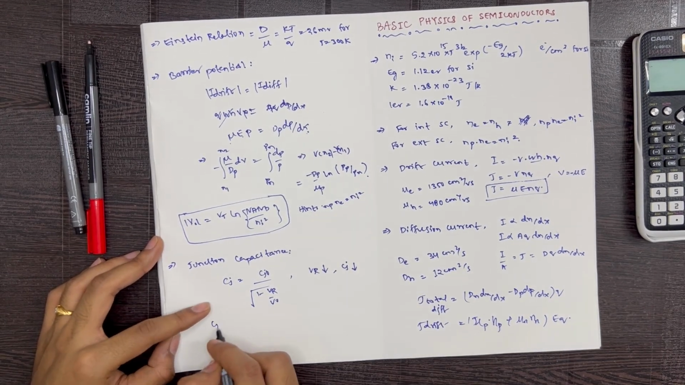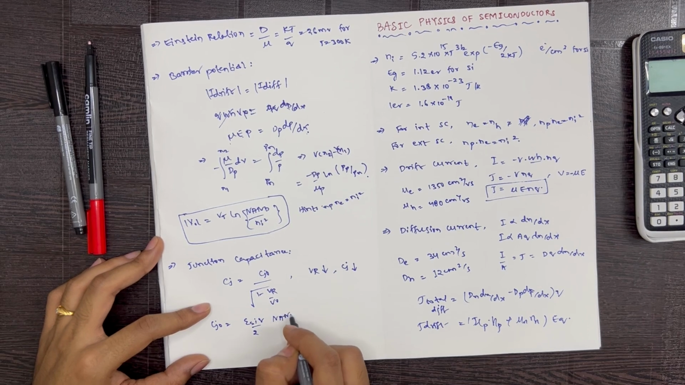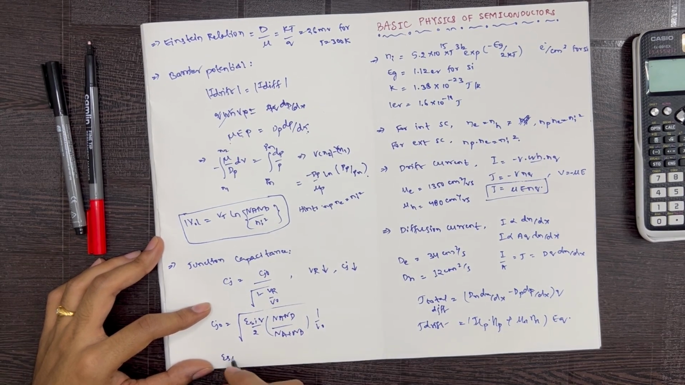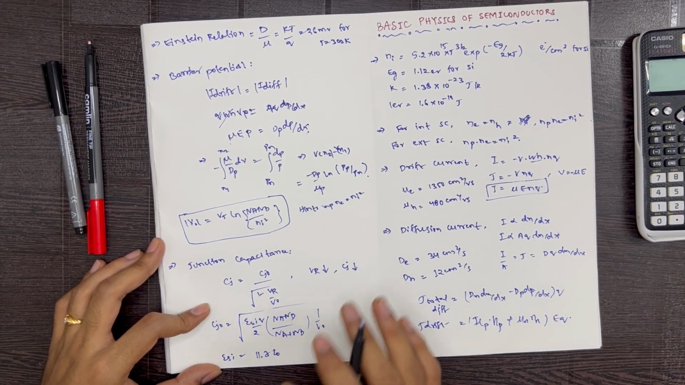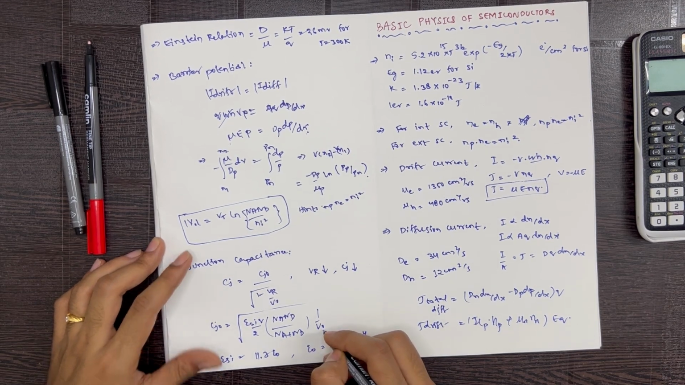Okay, where Cj naught is equals to epsilon silicon Q by 2 into Na Nd by Na plus Nd into 1 by V naught, where epsilon silicon is the dielectric constant of silicon, equal to 11.7 epsilon naught, where epsilon naught is the dielectric constant of vacuum and 11.7 is the relative dielectric constant of silicon relative to vacuum. So the relative dielectric constant is 11.7 and the dielectric constant for vacuum is 8.85 into 10 power minus 14 farad per centimeter. And V naught will be our barrier potential, from this equation.